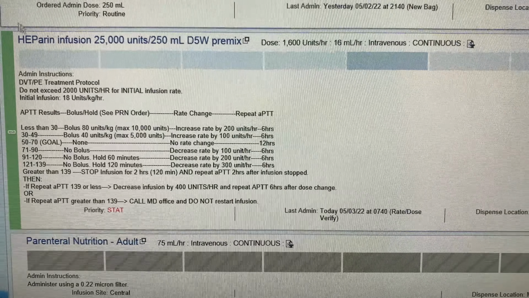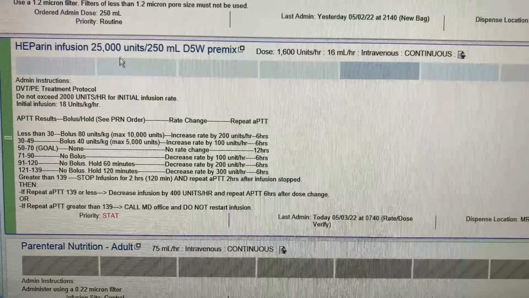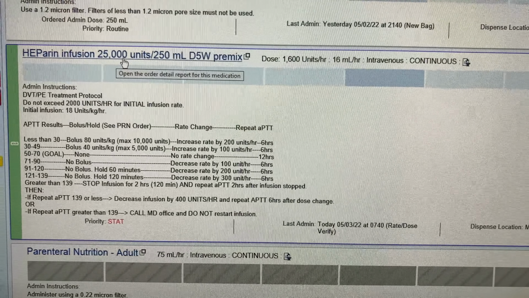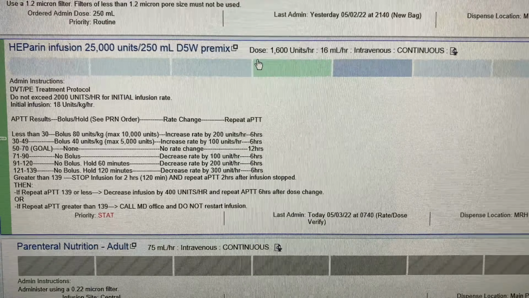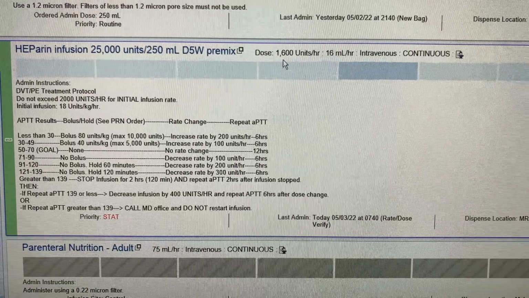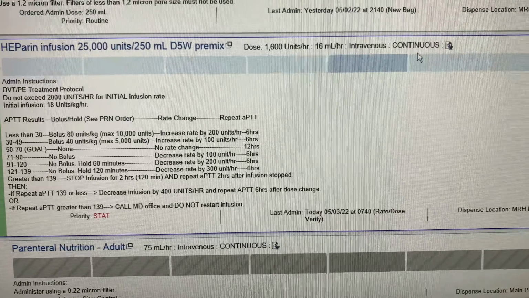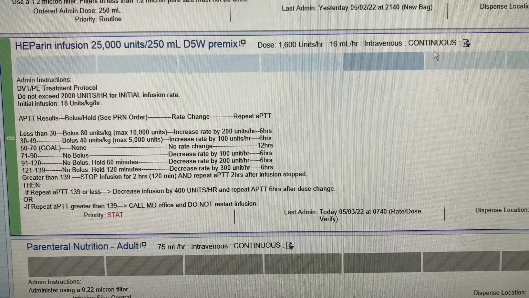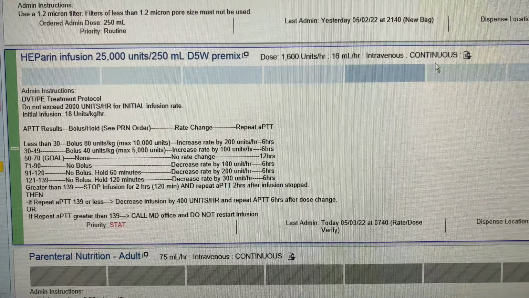So a few things to note about this order is, of course, it has the name of the medication, and it's to be infused 25,000 units, 250 mLs in D5W premix. And it was calculated that it will start at 16 mLs per hour. So depending on what hospital you are in, it would already calculate the start rate for you, or it will have you calculate it yourself, okay?